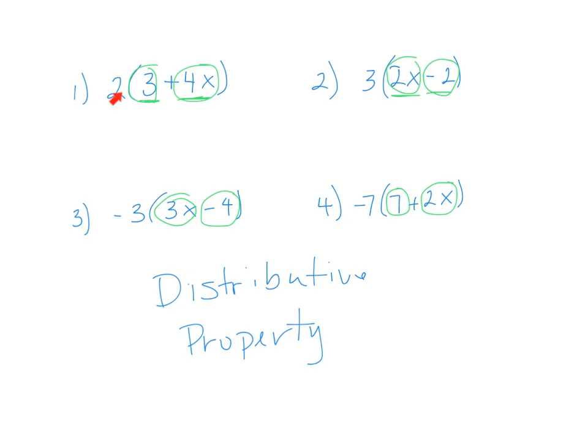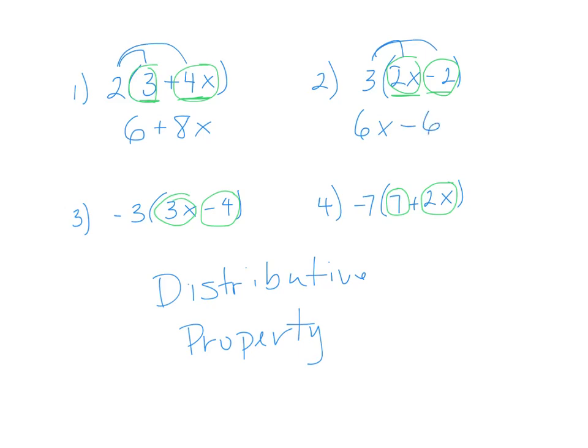And so now when we distribute, say we're going to take the 2, we're going to go 2 times 3. 2 times 3 is 6. And 2 times positive 4x is going to be positive 8x. And that's how you distribute. Number 2, 3 times 2x is going to be 6x. 3 times negative 2 is going to be negative 6.